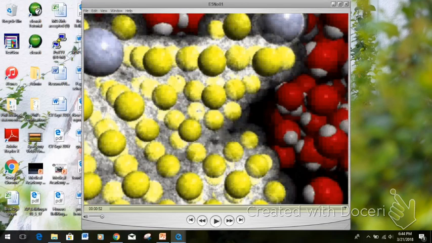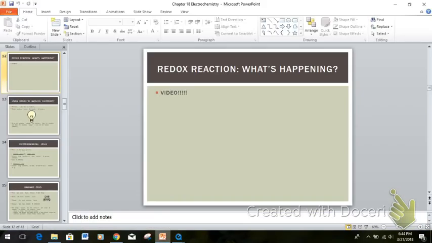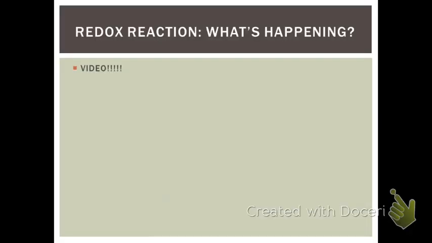Okay. So that is basically what I wanted you to see, and now what we're going to be doing the rest of this chapter is learning how to harness that transfer of electricity or electrons to generate electricity, and then also calculating how much electricity we can form.